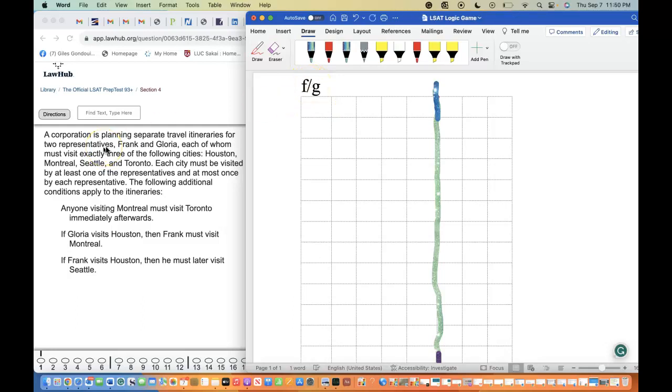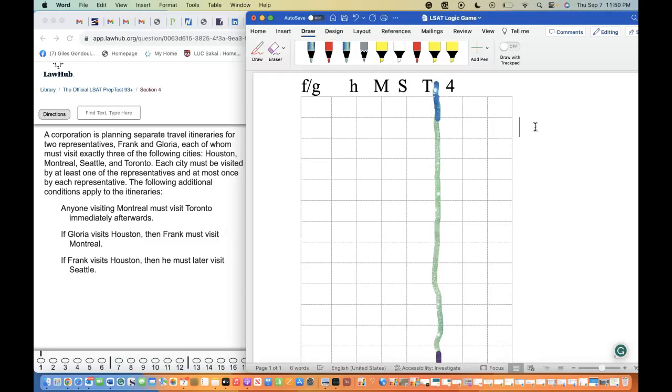and G, each of whom must visit 3 of the following cities: Houston, Montreal, Seattle, Toronto. Each city must be visited at least once by each representative. The following additional conditions apply. So here we're going to put the rules on the right side using logic and variables.